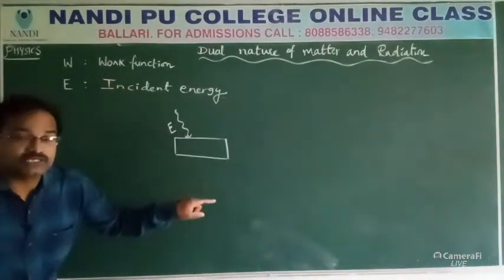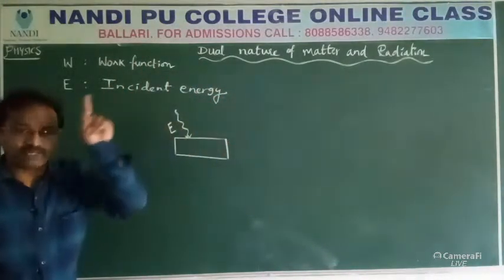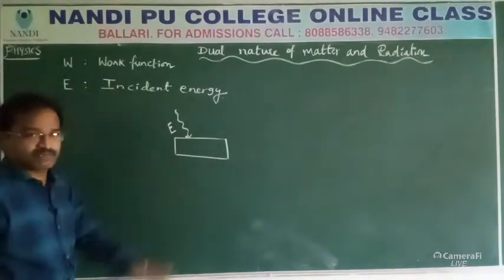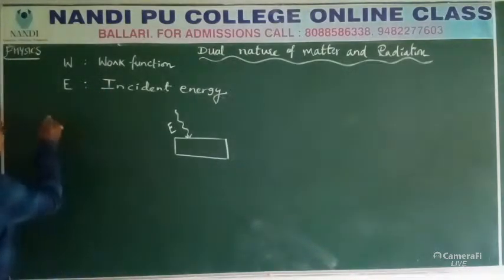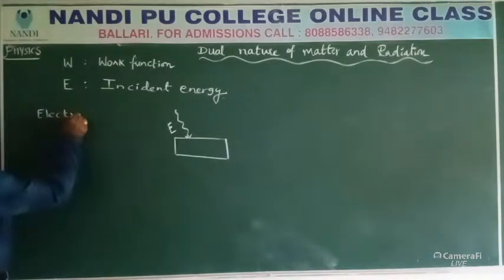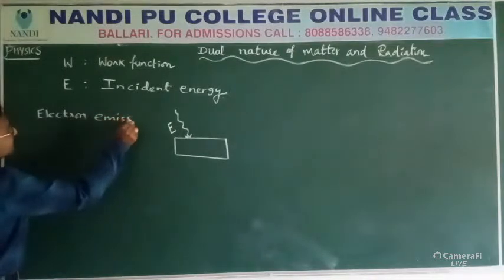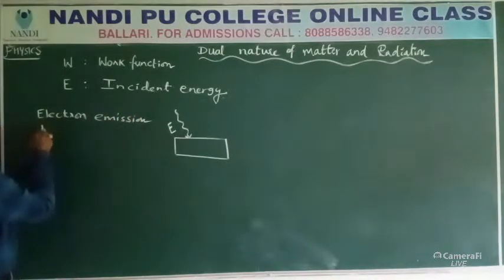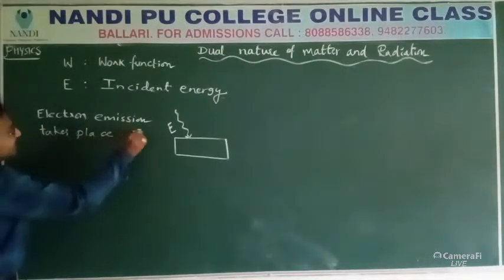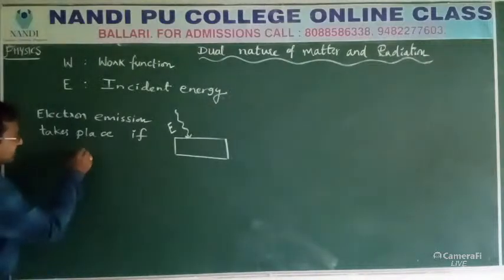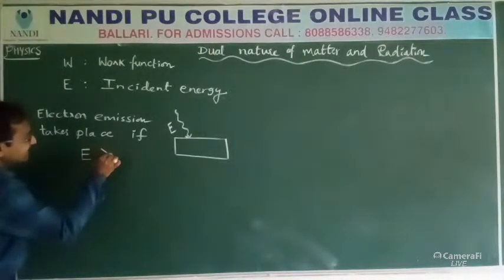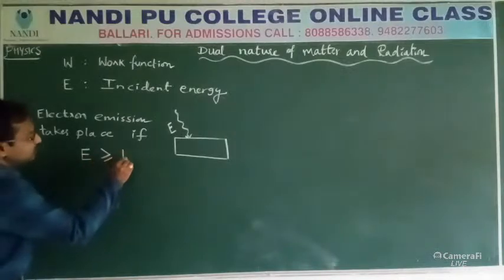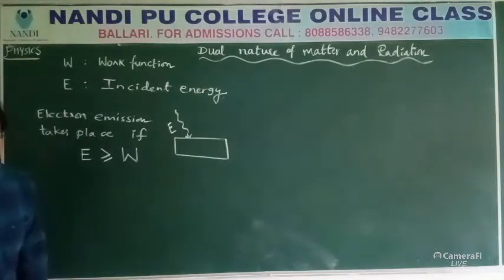Now if this energy is greater than or equal to work function, electron emission takes place. Yes or no? Electron emission takes place if E is greater than or equal to W. Yes or no, children? It's very important.